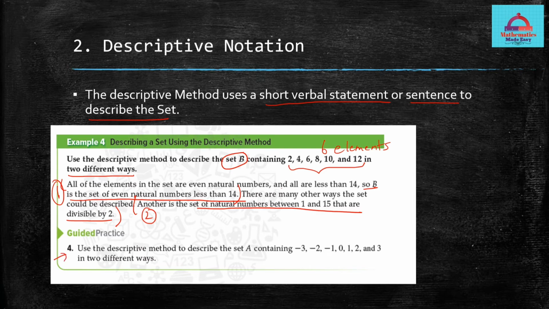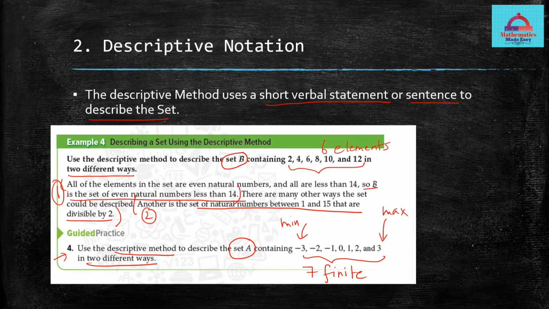So we are going to be now solving here the guided practice, and let's see what kind of a set is here. So the capital letter A is going to describe the set, and it has 1, 2, 3, 4, 5, 6 and 7. So it is a finite set of 7 elements. Now we need to describe this set using the descriptive method in 2 different ways. So definitely it has a minimum, it has a maximum.